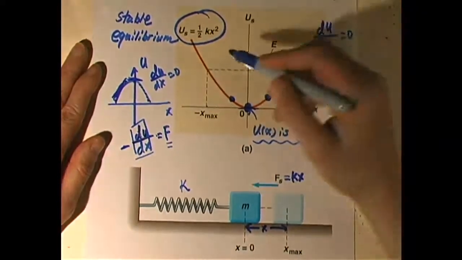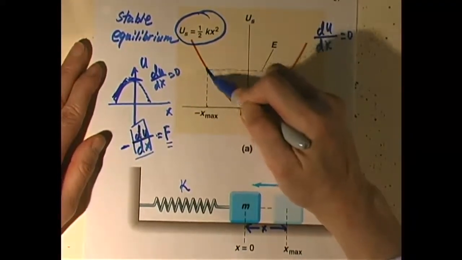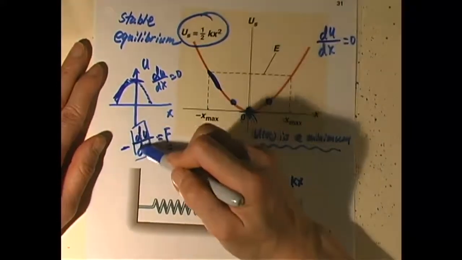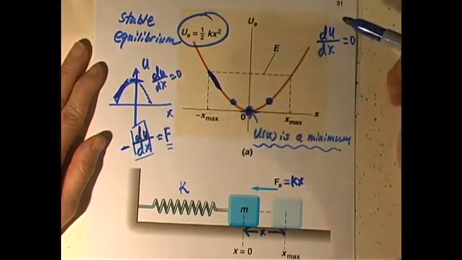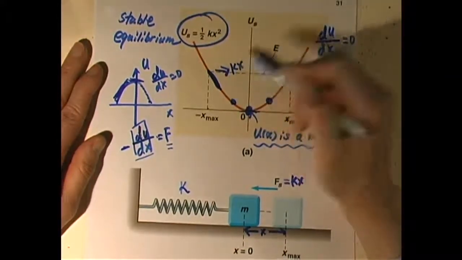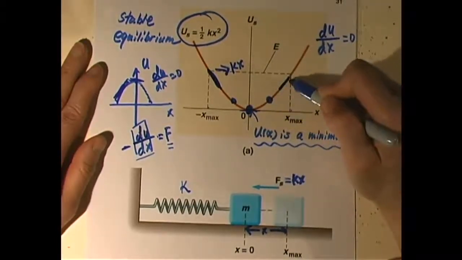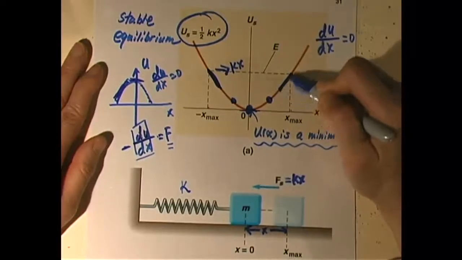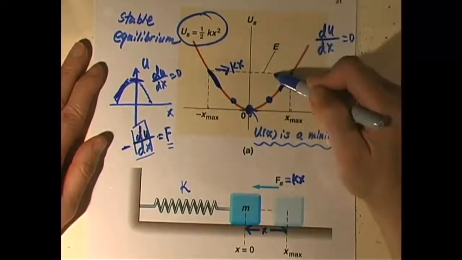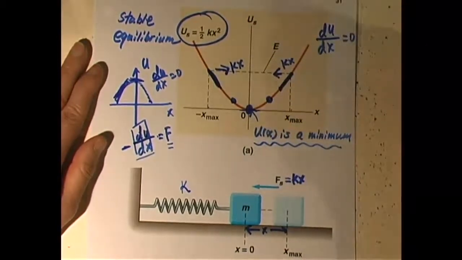But not like this one. Look at this one: you go to the left, and the slope here is negative. After the negative sign, the force is positive, which means the force points this way. The kx force will try to push you back. And what about here? You come to the right, the slope is positive, but after the negative sign, the force is negative. That will try to bring you back. So this is a stable equilibrium.